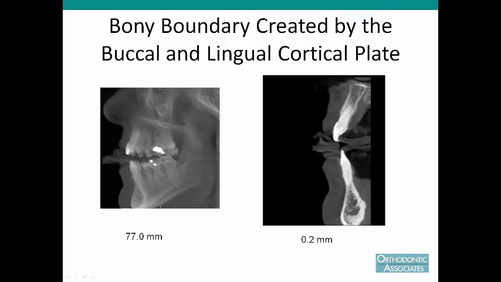If you take a look at the image on the left, this is a traditional cephalometric X-ray using a 77mm focal trough. When you slice that down to a 0.2mm focal trough, you eliminate all the superimposition of the various structures to get a clear view of the bony support related to that lower central incisor. These images are both of the same patient.